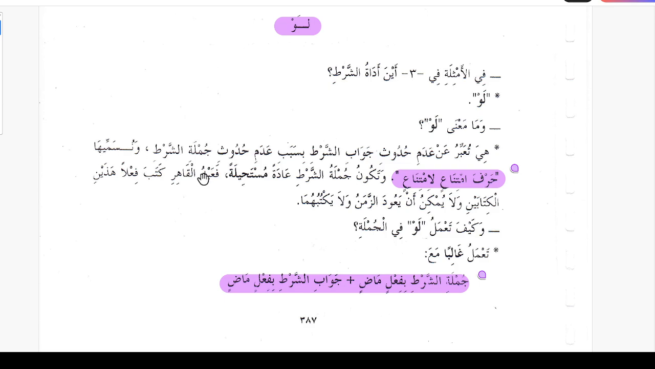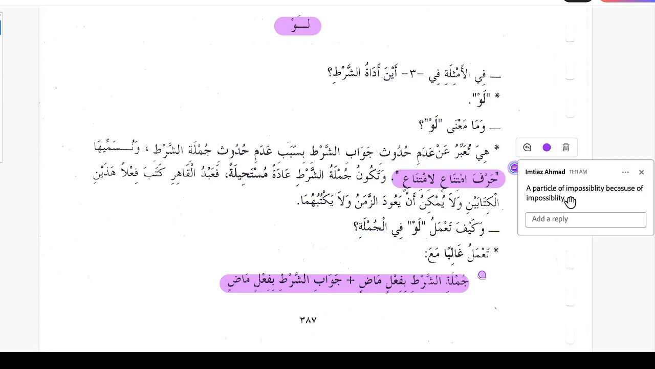And we call it harfu imtinain li imtinain, the particle of impossibility because of impossibility. So law is used when we state a condition that has not happened, and so the jawab shart also has no possibility of happening. That means harfu imtinain li imtinain, the particle of impossibility because of impossibility.